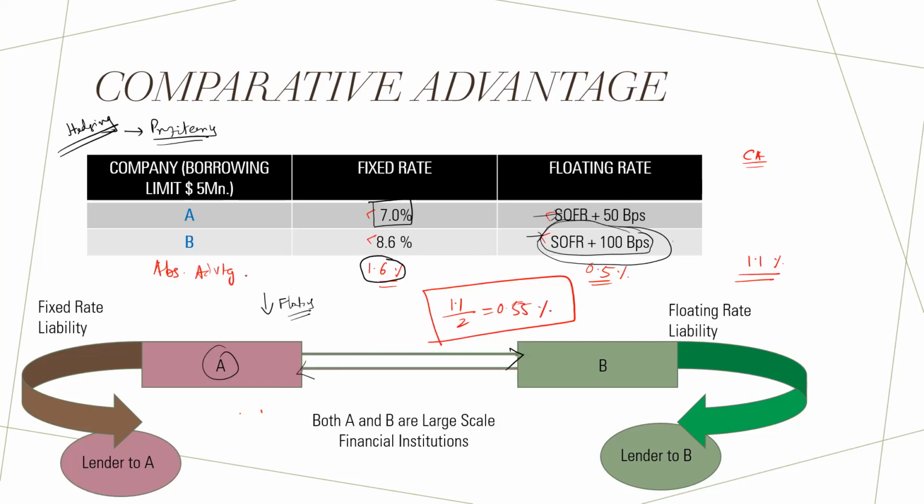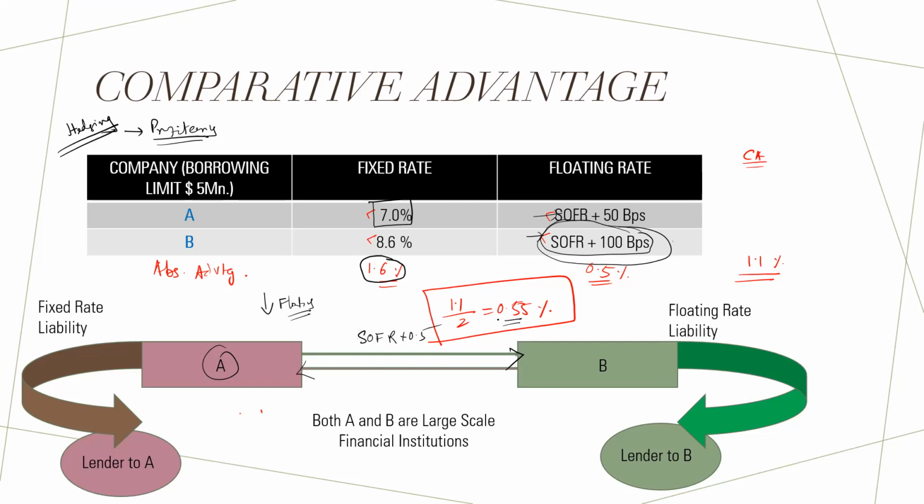Okay, now, let me tell you, in this particular case, a couple of things can happen, as I discussed earlier. Assuming that there is no swap intermediary, this 0.55% will be shared between these two, which I have already demonstrated how it is done. So how it can further be done. A will be paying at a floating rate, which is SOFR, and 0.5. This is what he will be paying.